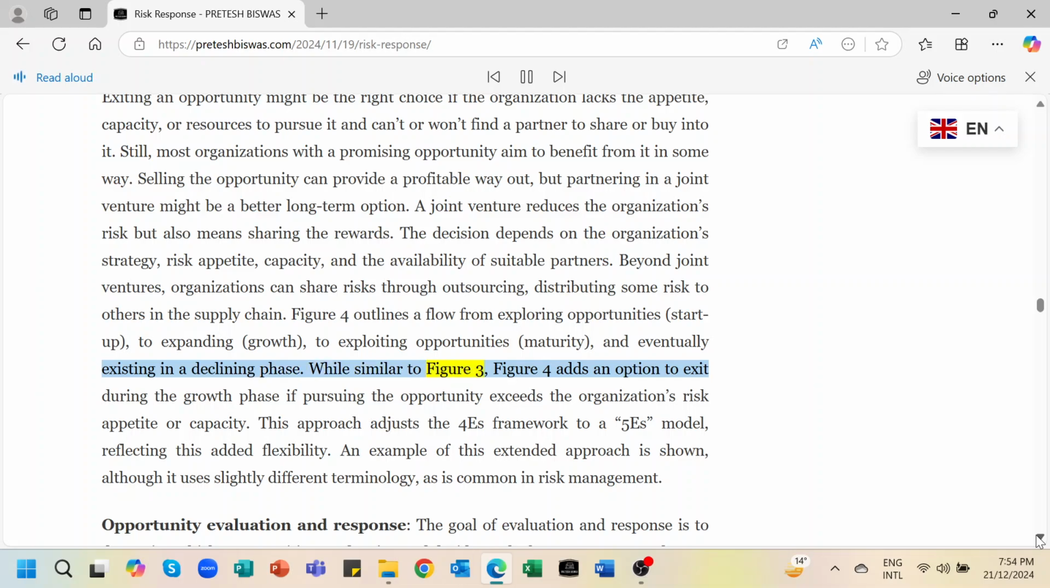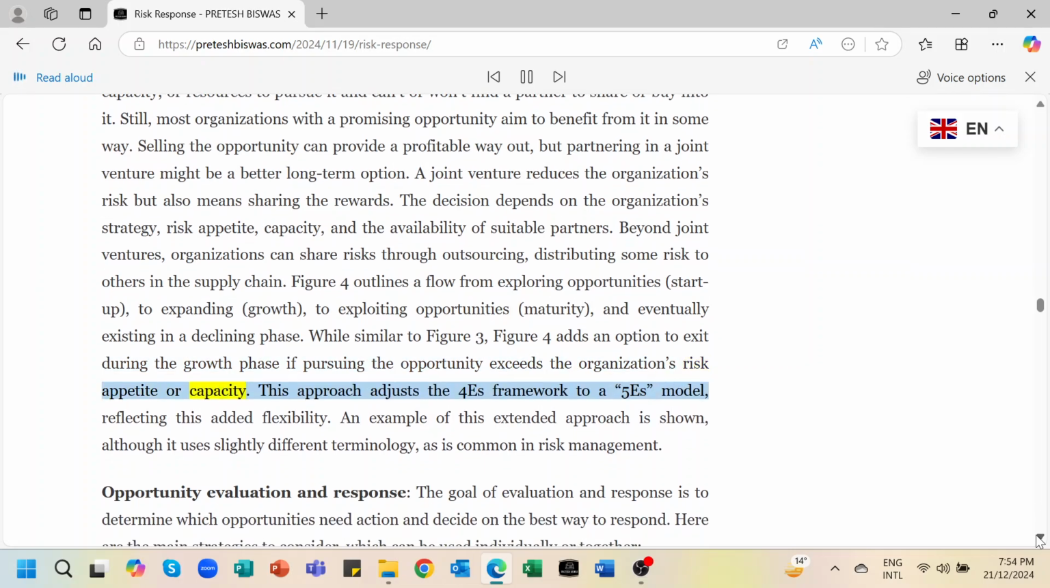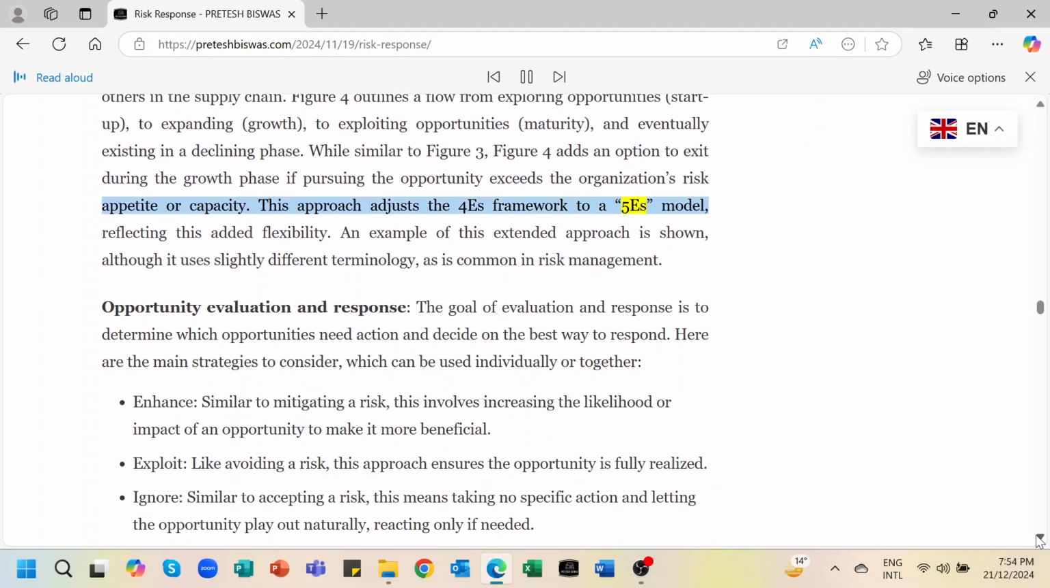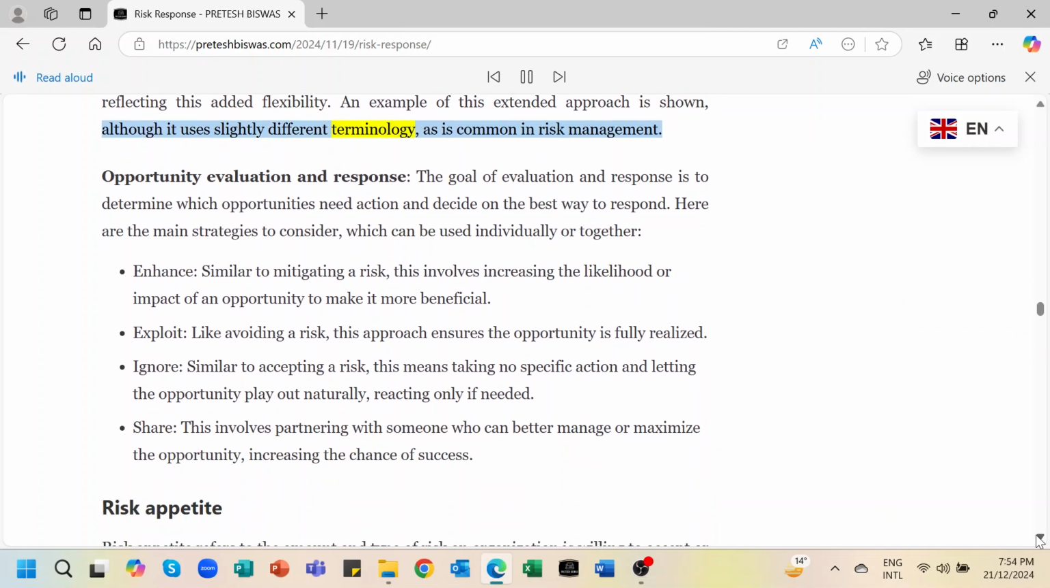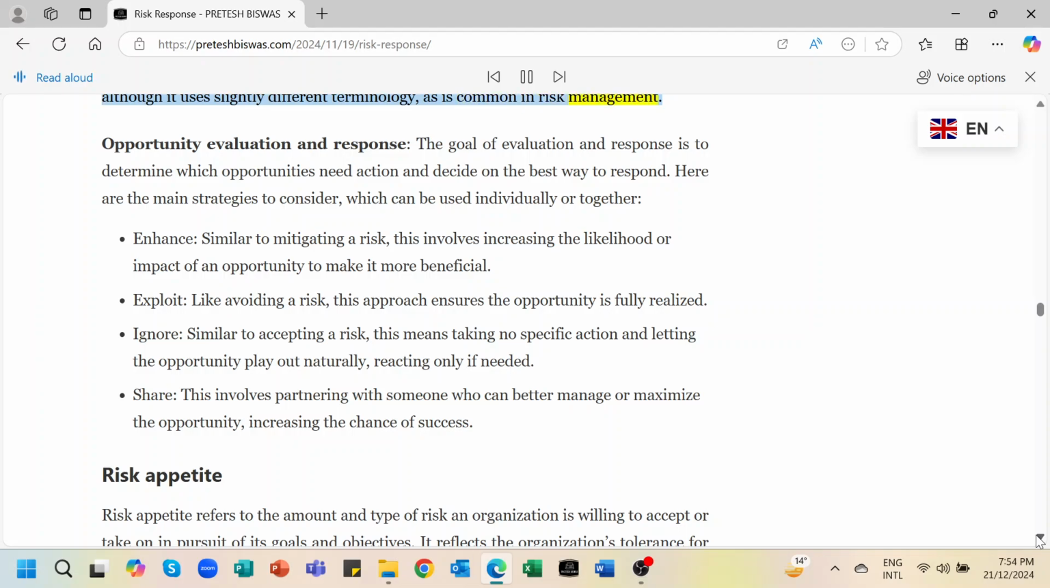While similar to Figure 3, Figure 4 adds an option to exit during the growth phase if pursuing the opportunity exceeds the organization's risk appetite or capacity. This approach adjusts the 4Es framework to a 5Es model, reflecting this added flexibility. An example of this extended approach is shown, although it uses slightly different terminology, as is common in risk management.